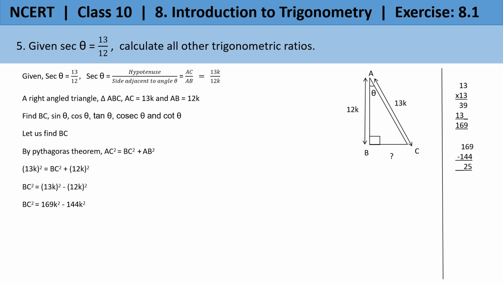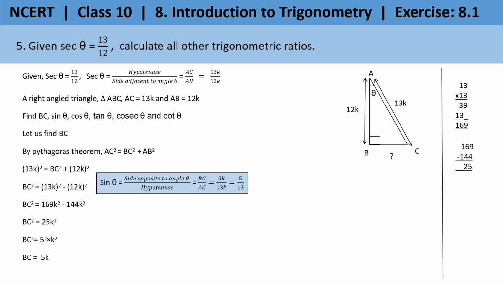169 minus 144 is equal to 25. BC square is equal to 25 multiplied by k square. BC square is equal to 5 square multiplied by k square. Let us take square root on both sides of the equation. BC is equal to 5k.